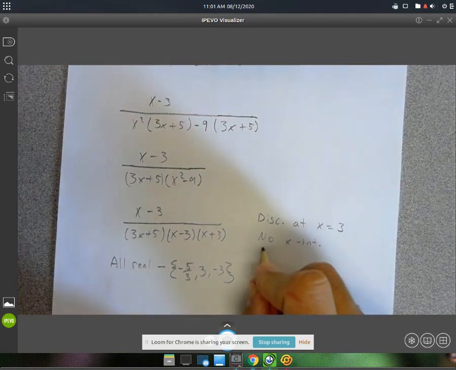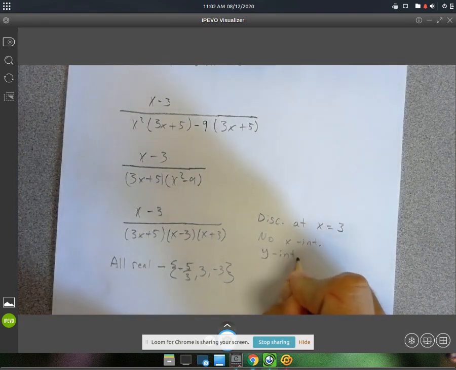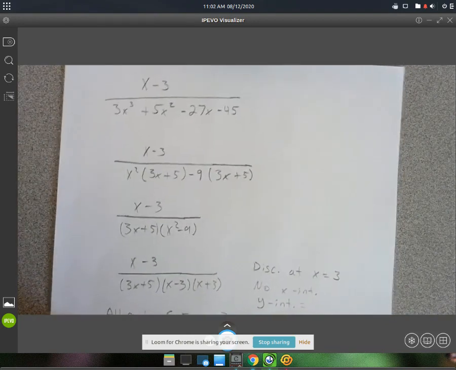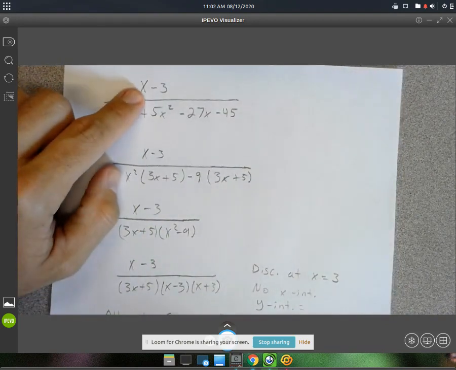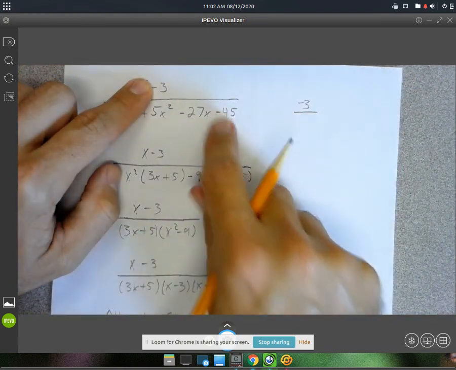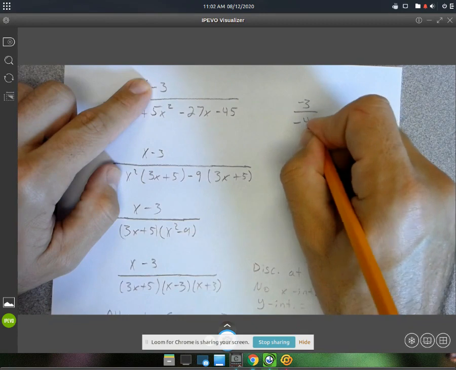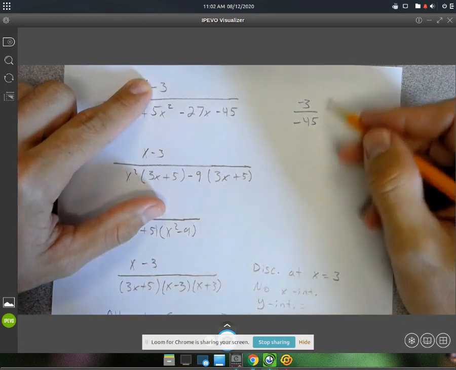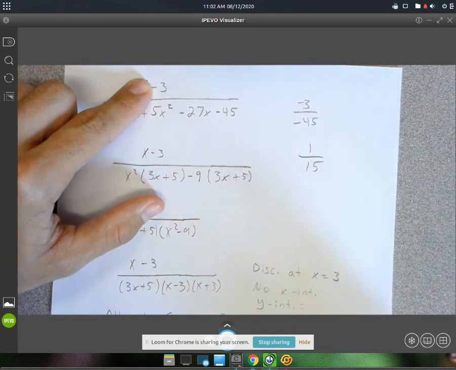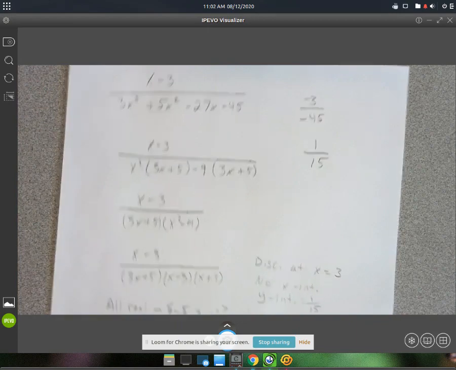And then our y-intercept, we would just plug in 0 for x. I think that'll be easier up here. That'll give us a negative 3 on top and a negative 45 on the bottom. We can divide both by 3, so that's going to be a positive 1 over 15 for our y-intercept.